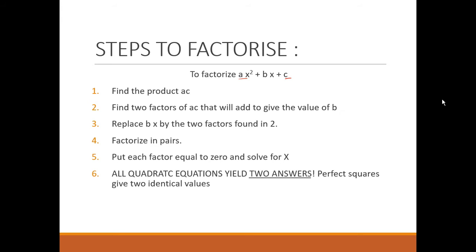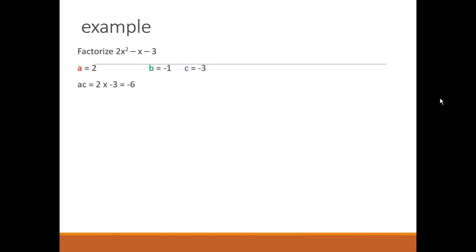So we're going to replace b by the two factors that we found, and we're going to group them in pairs. Then we're going to put each of the factors equal to 0 and solve for x. So the quadratic equation will give us two answers. And as the statement says, a perfect square will give us two identical values.